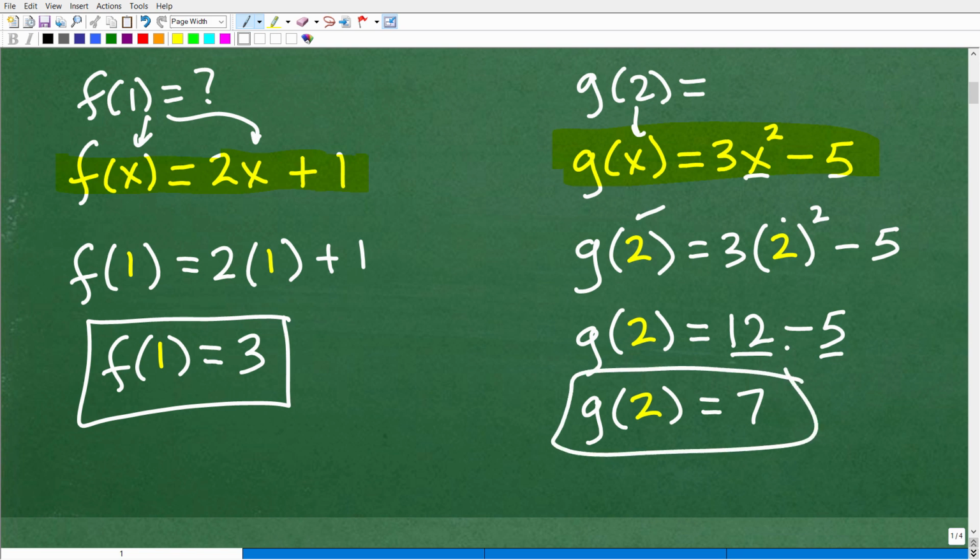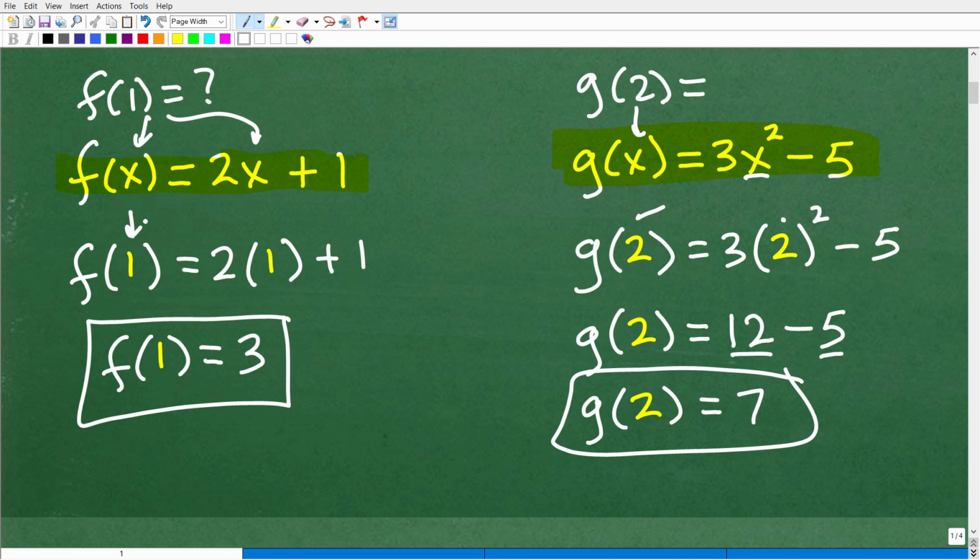Hopefully this is just basic review for all of you, but you need to make sure you understand how to evaluate a function, because that's what we're going to be doing here with composite functions. We're just going to be evaluating. We're going to be plugging something into a function like this one, but instead of a 1, we're going to be plugging something else in.